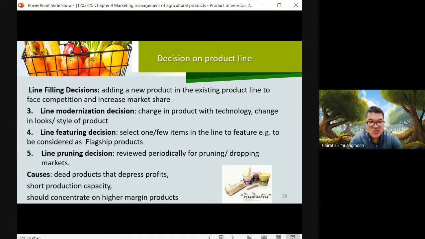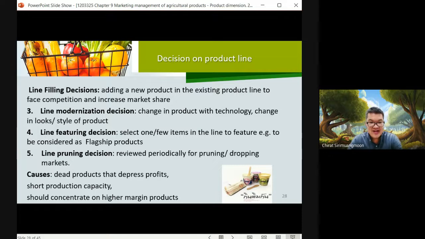Then we can have line filling decisions too. In a line filling decision, you add a new product to the existing line to face the competitors and increase the market share. Like, I have a product line for snacks and I just add new products in that line to increase the market share.